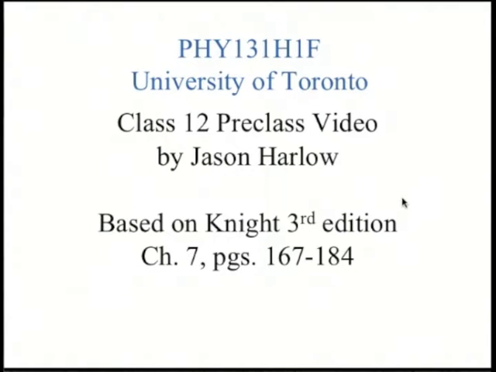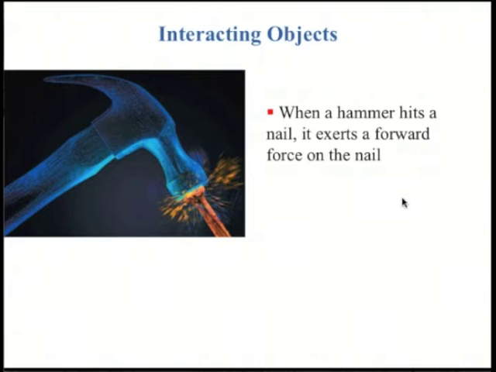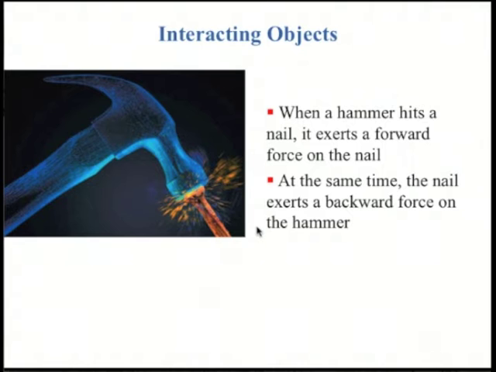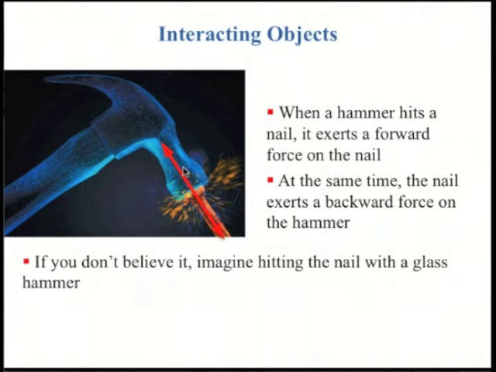We start Chapter 7 on Newton's third law. When a hammer hits a nail, it exerts a forward force on the nail. But at the same time, the nail exerts a backward force on the hammer. There's the force of the hammer on the nail. There's the force of the nail on the hammer.